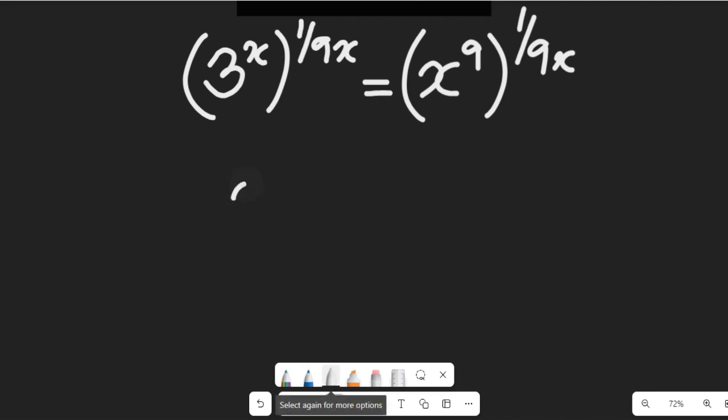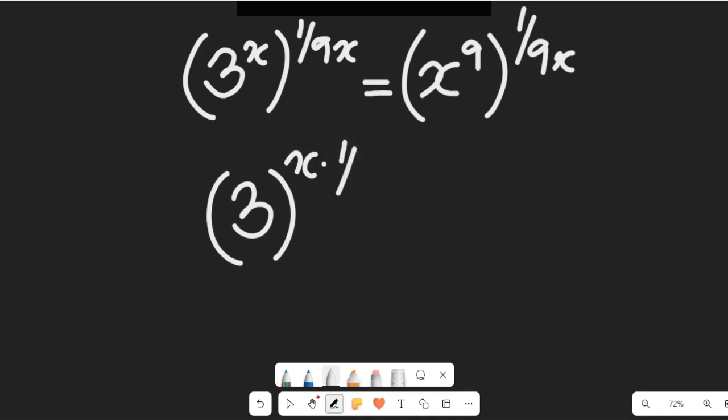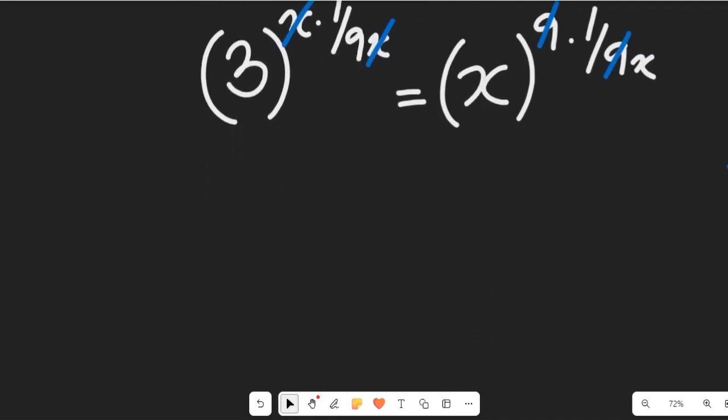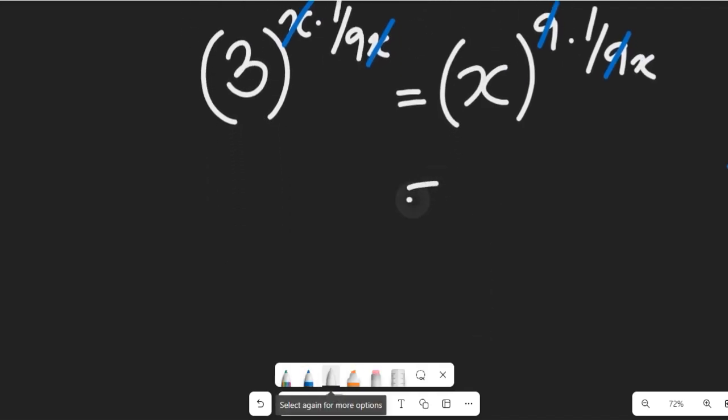That will now give me 3 to the power of x multiplying 1 divided by 9x, and this will be equal to x to the power of 9 multiplying 1 divided by 9x, right? Now we will simplify. x will cancel out x, and 9 will cancel out 9. Now I've achieved something on the right-hand side. You know what I've achieved? I've achieved a situation where I have the base having almost the same expression as the power.